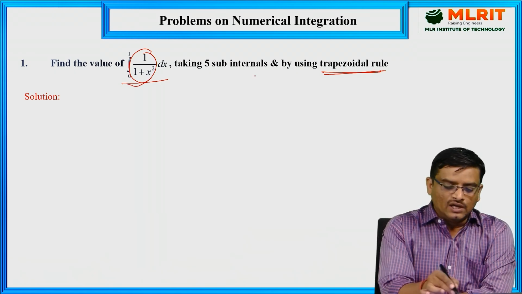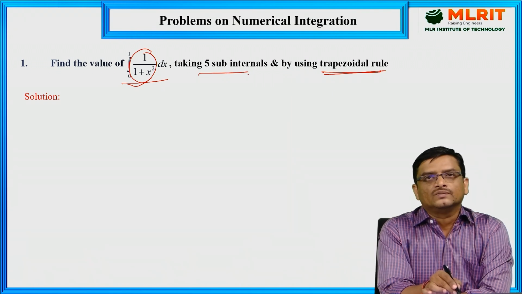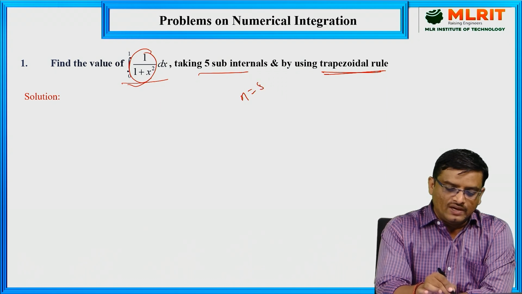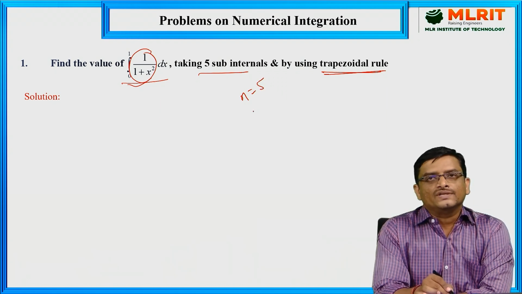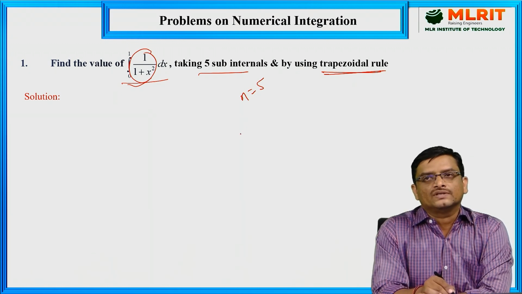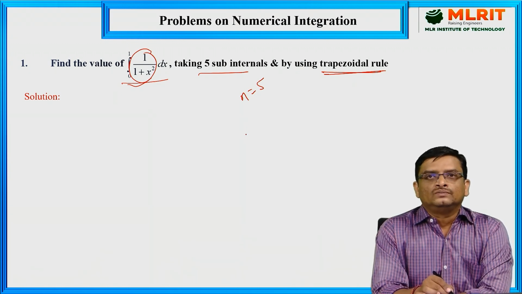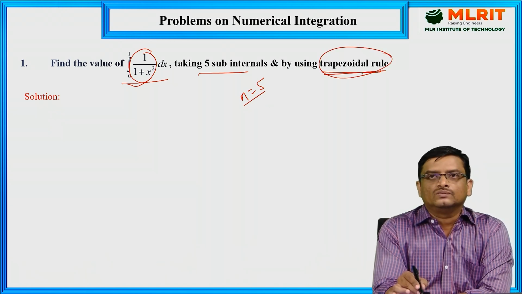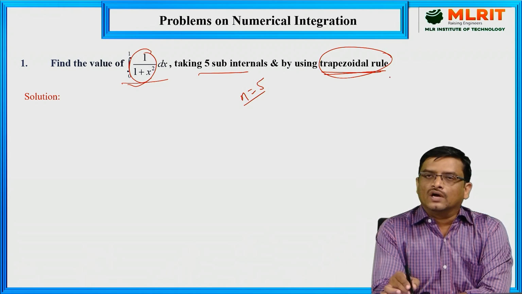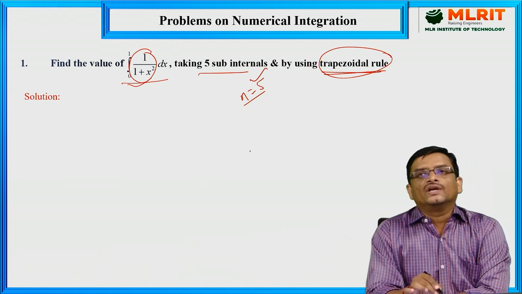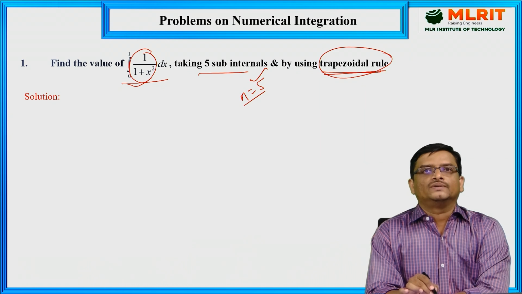Along with this method, he has also given the number of subintervals, which we represent with n. The value of n is 5. Based on this n, we are going to divide the interval 0 to 1 into 5 subintervals. Since n is equal to 5, note that we don't have any condition for the trapezoidal rule. Whether it is an even or odd number of subintervals, we can take any value for n. That is the point we have to remember.